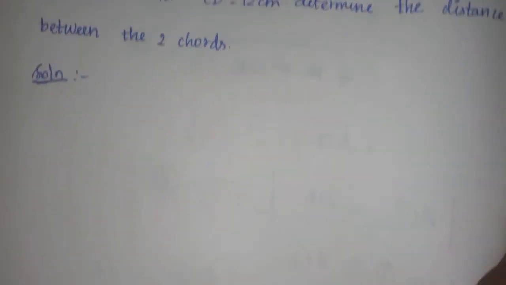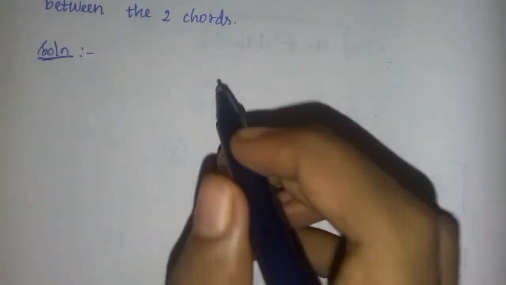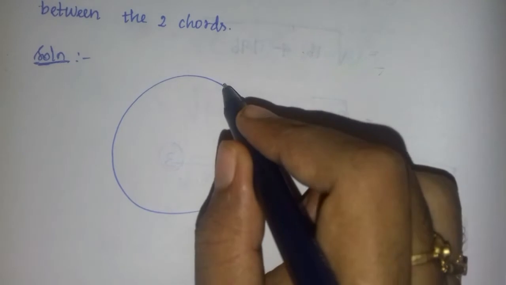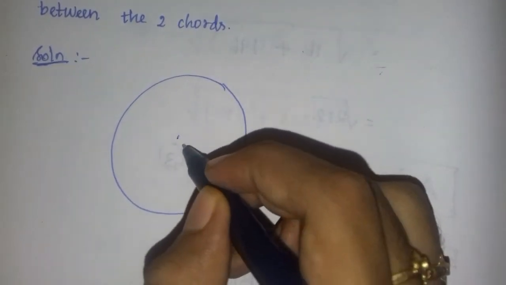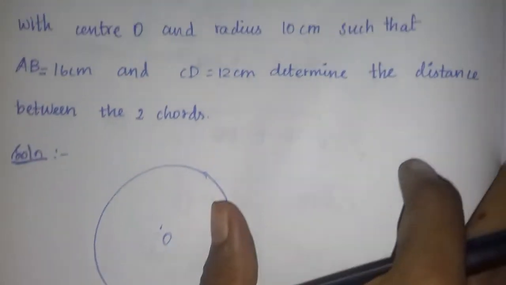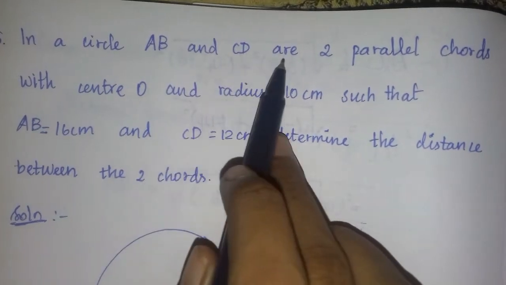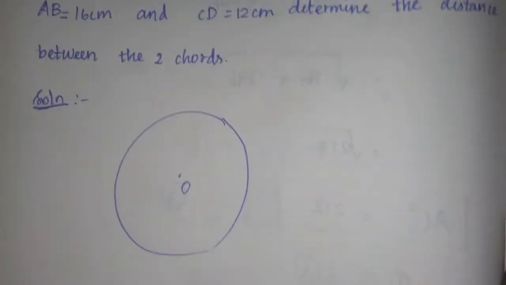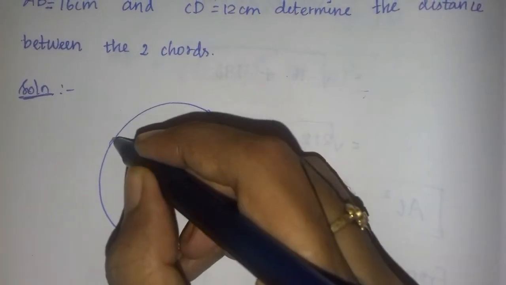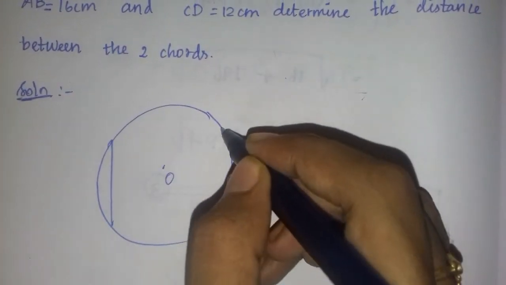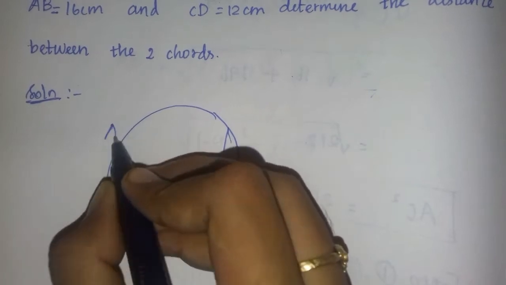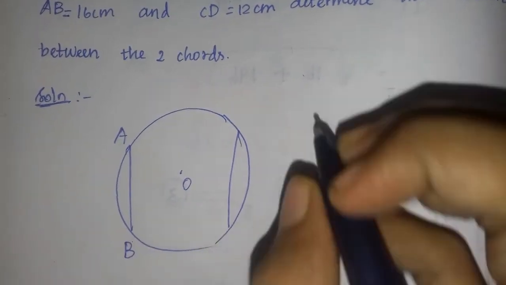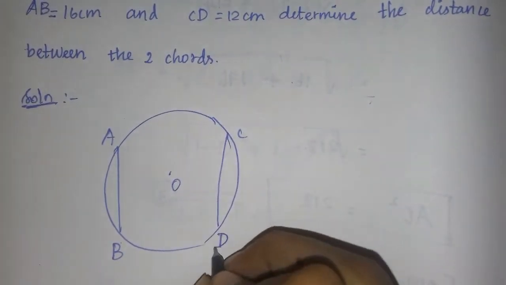First, in geometry, what do we have to do? We have to draw the diagram. So, first we are going to draw the circle with center O. What is given? AB and CD are two parallel chords. We are going to draw two parallel chords. So, let's draw the chords like this. This is one chord and this is another chord. This is AB and this is CD.